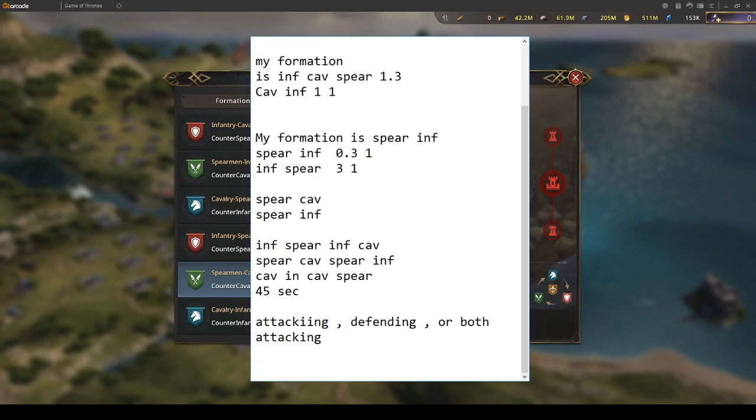So if you want to practice your formation choice and you're in the early stages, you can always practice on a rebel camp and see which formation gives you the least amount of deaths and wounded.